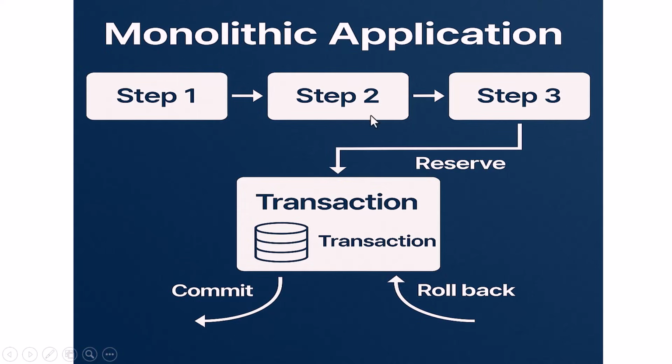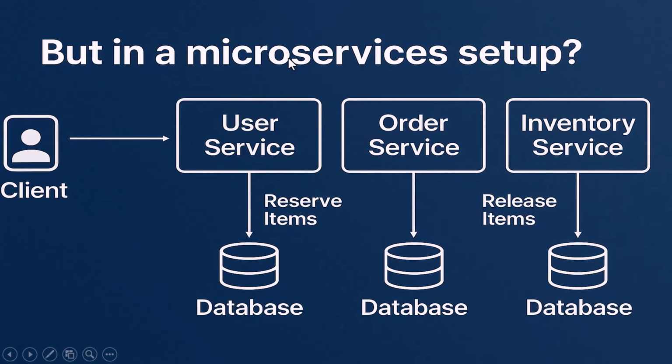In a traditional monolithic app, it's simple. You just start a database transaction, perform a few steps, and either commit or roll back. But in a microservices setup, you don't have one shared database. You've got multiple services, each with their own database and logic running independently. This makes things tricky when you need a long-running transaction, something that spans across more than one service and needs to remain consistent. That's where the Saga pattern comes in.